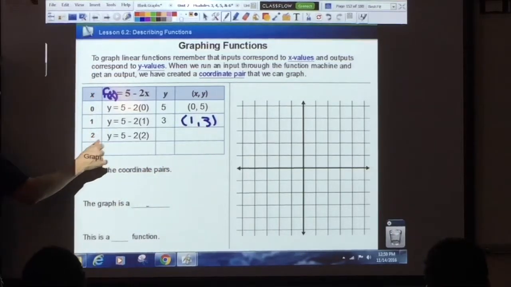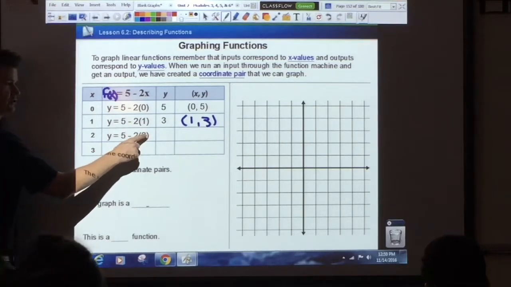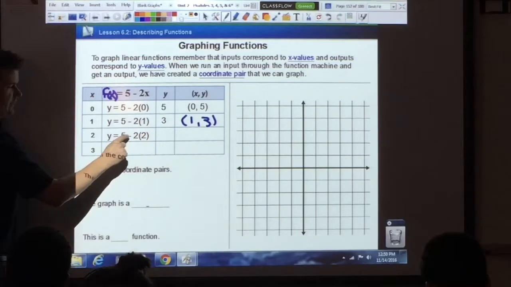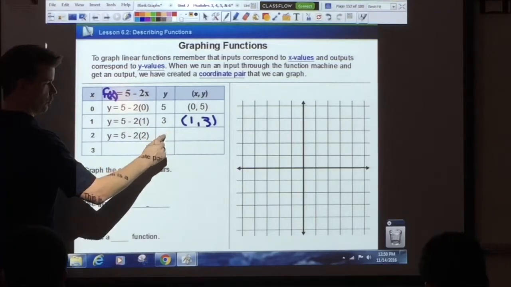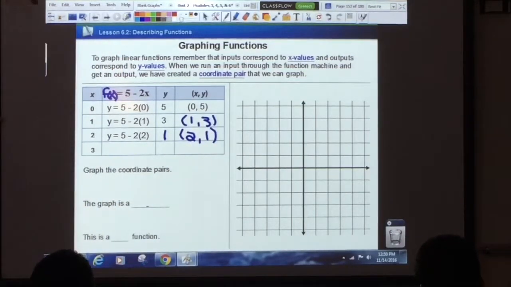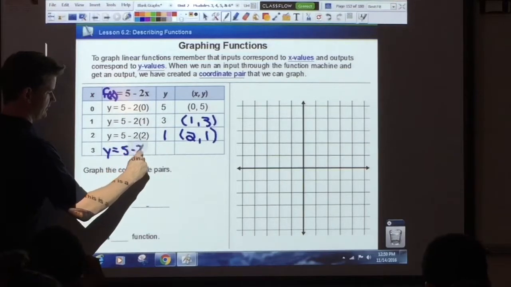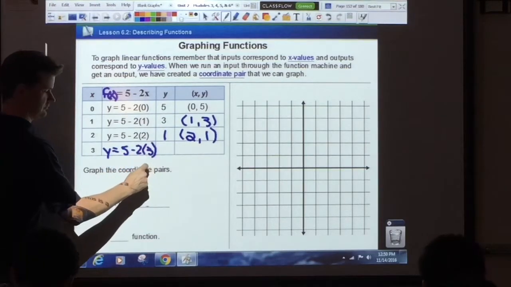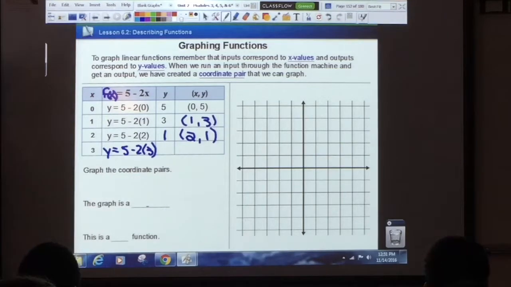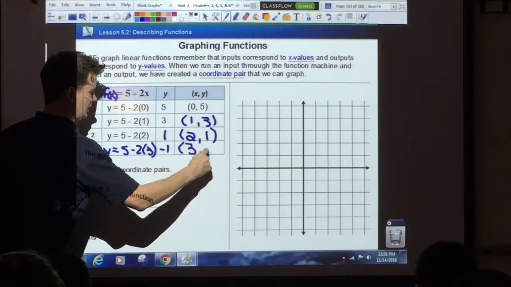I substitute in 2. Remember, order of operations. Multiplication comes before addition or subtraction. -2 times 2 gives me -4. 5 minus 4 is 1, and that gives me 2, 1. And then we put in 3, y equals 5 minus 2 times 3. What's -2 times 3? -6. What's 5 minus 6? -1. So that gives me 3, -1.